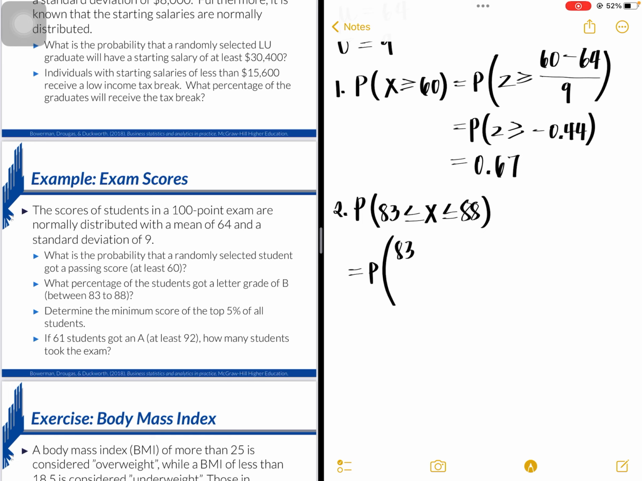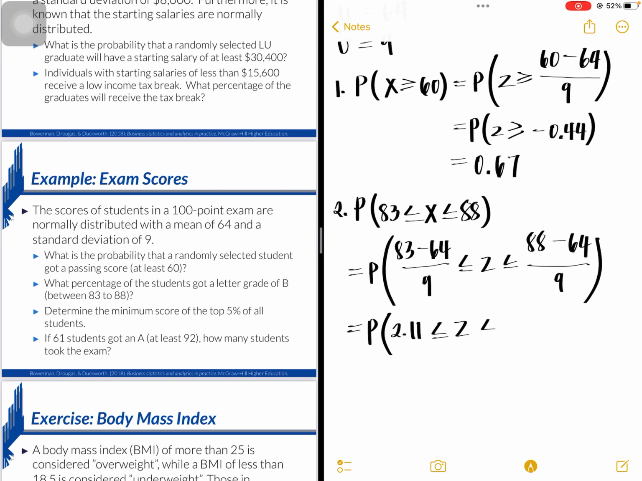So that's 83 minus 64 over 9, and 88 minus 64 over 9 as well. So when we solve for this using our calculators, the z-score of 83 is 2.11, whereas the z-score of 88 is 2.67.